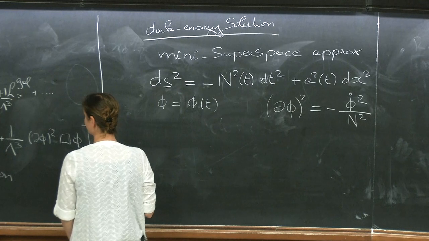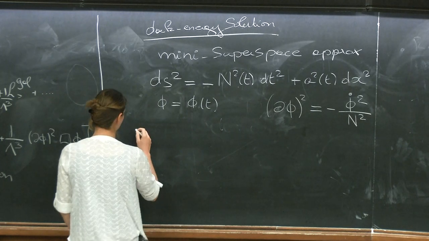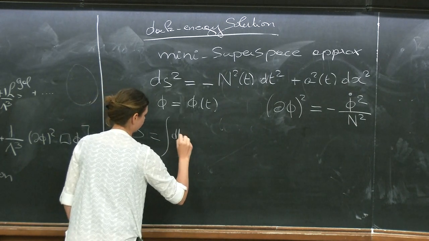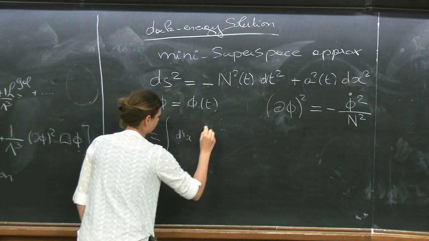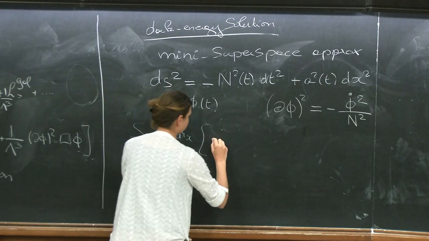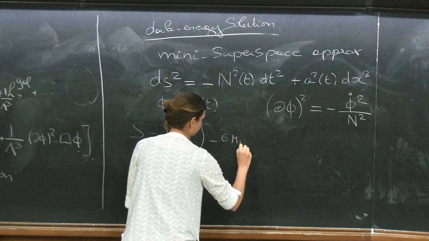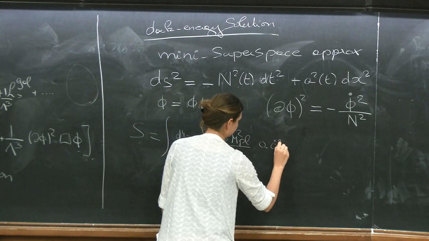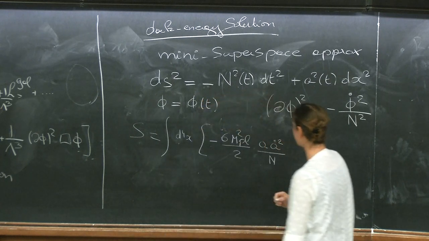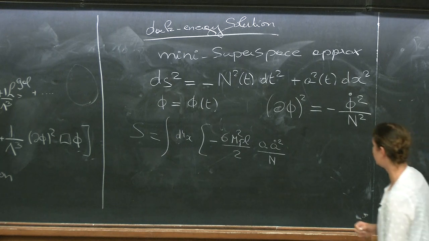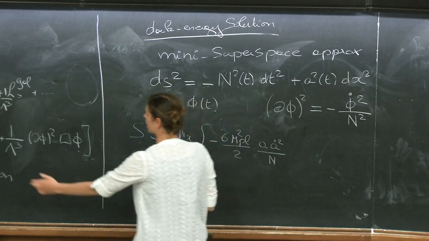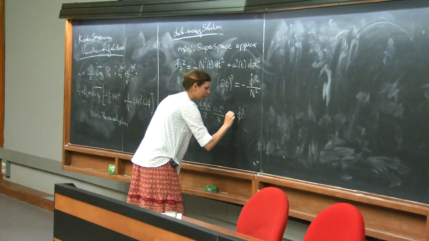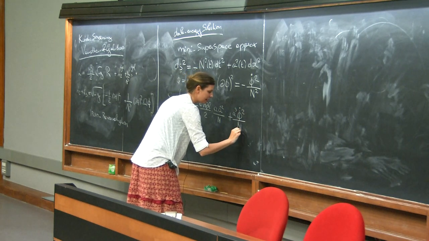So I'm just going to write for you symbolically what we get after integration by parts. Let me do the whole action. So we know from this part here, what was it we had? Something like 6 M Planck squared over 2, and it should have been a dot squared over n. I think you can check that from the notes of the first lecture, but it should be roughly something like that. And then from this term, we will have plus phi dot squared, with an a cube in front, and then an n, maybe a factor of 2.